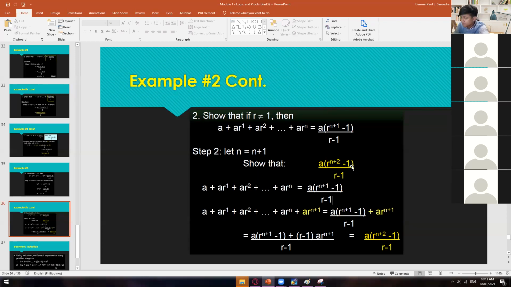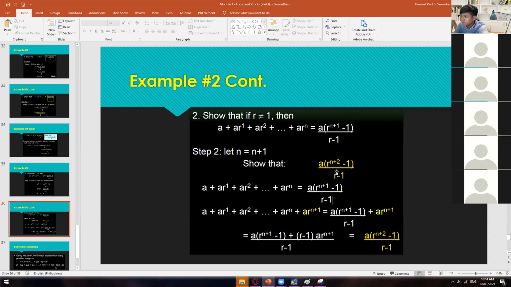Yes, sir. So nagets nyo kung bakit naging ganito na to? So all we did is just change this n into n plus 1. So plus 1. Okay, kaya naging n plus 2. Okay? So ito na ipoprove natin.